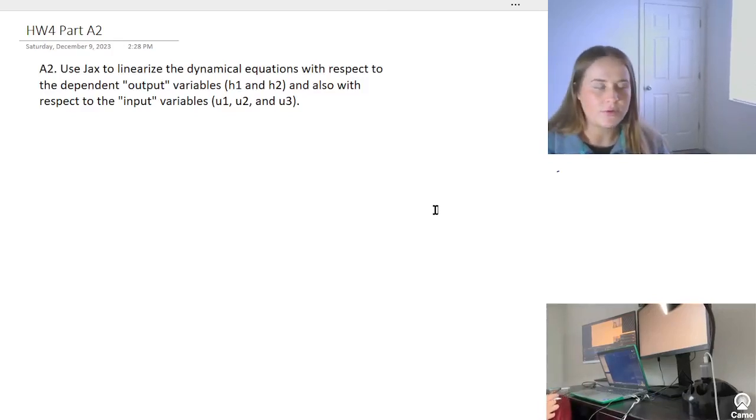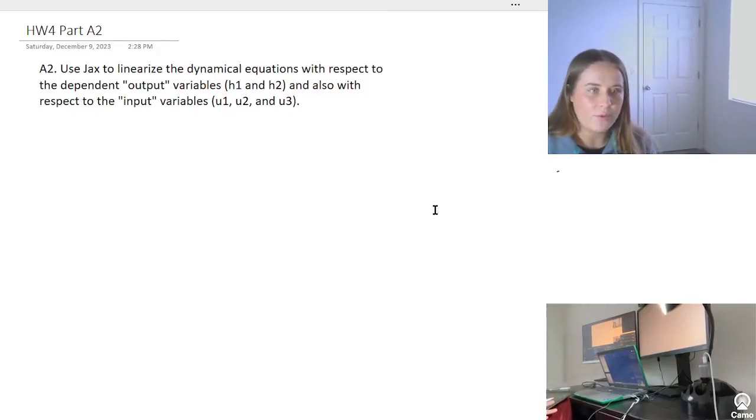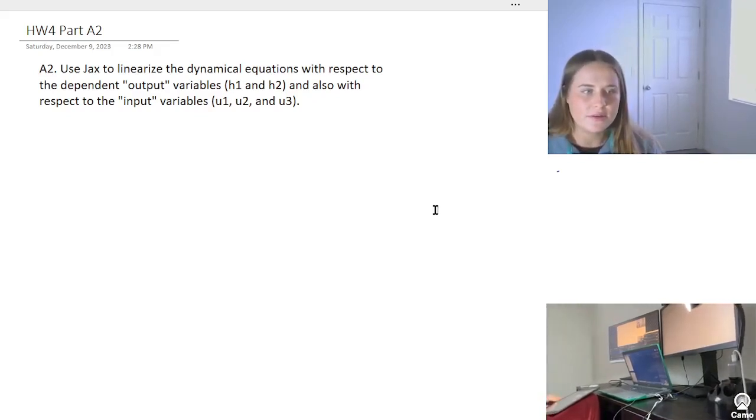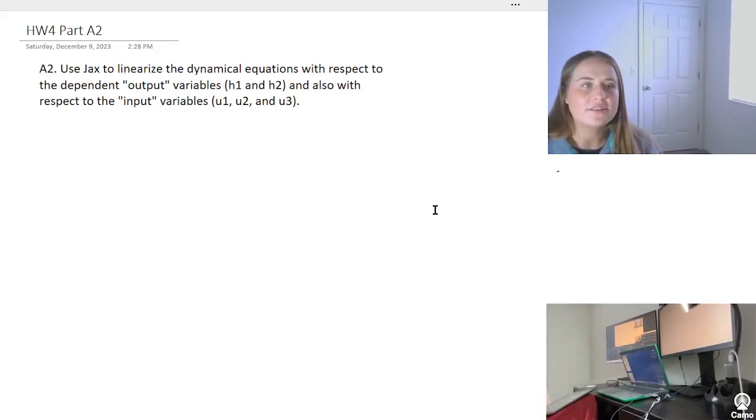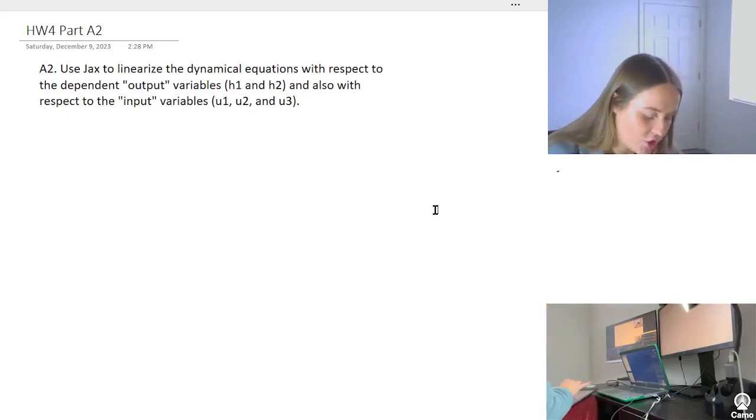Okay, this is part A2 of homework 4. And here what we are trying to accomplish is we want to use the Jax function to linearize the dynamical equations, basically the ones like the q in minus the q out, and we want to relate those to the input and output variables, which is basically h1, h2, and u1, u2, and u3. So we'll first start with just a basic Jacobian function.